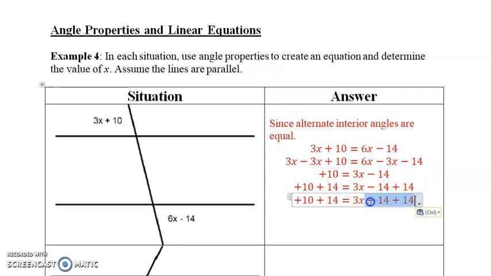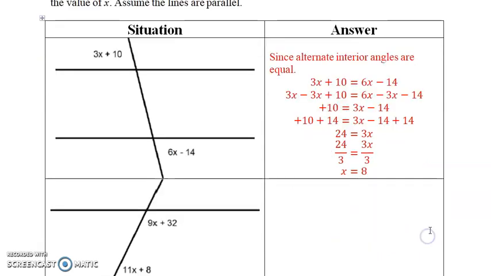So negative 14 plus 14 is gone. 10 plus 14 is 24. Divide both sides by 3. 3 divided by 3 leaves us with x equal to 8. And I can just put the sides there.